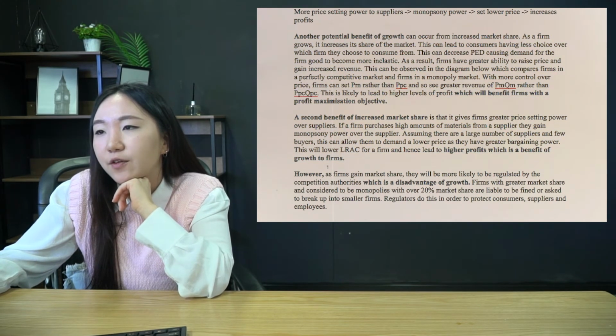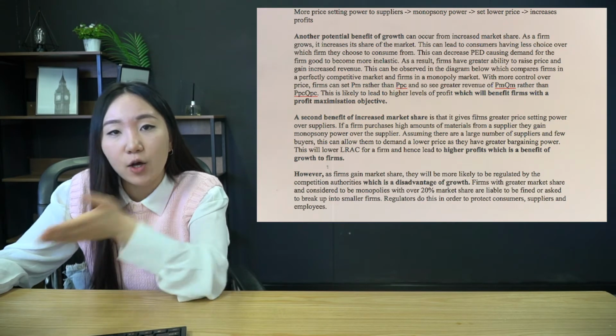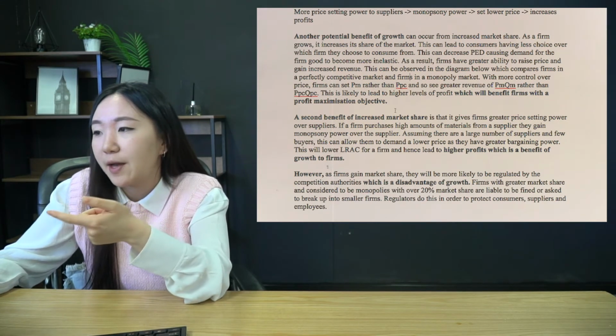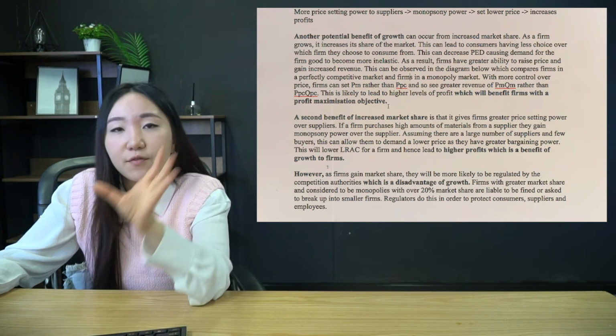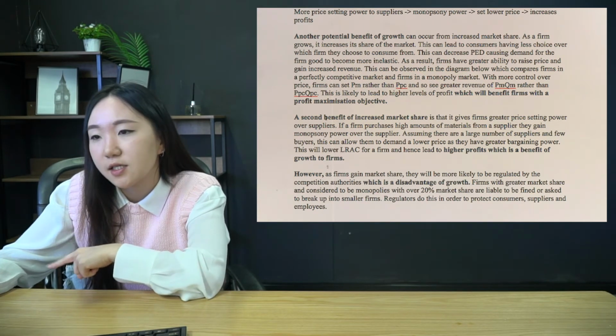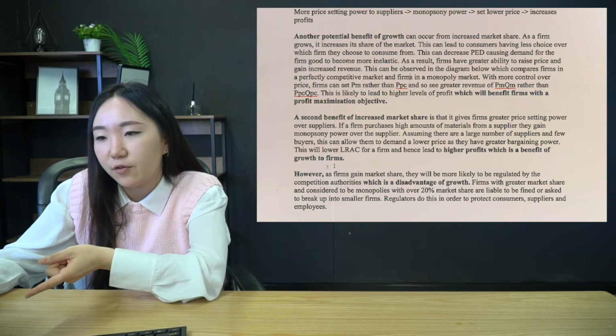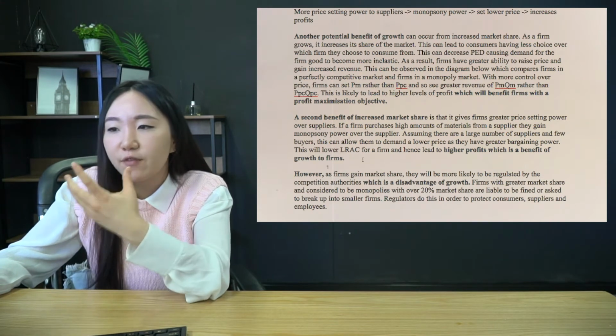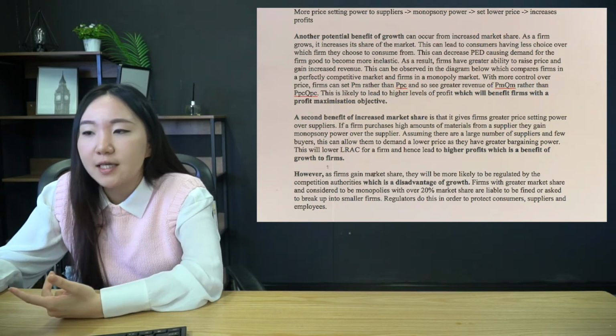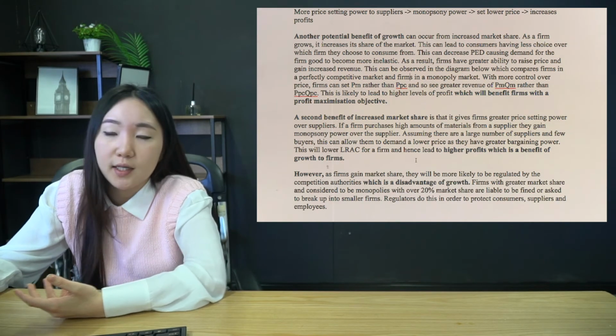Another potential benefit of growth. Just to say I am answering the question, which will benefit firms with a profit maximization objective. There is my benefit answered. A second benefit of increased market share. So growth, higher profits, which is a benefit of growth of firms. Very repetitive, but really telling the examiner I know what I'm doing here, yeah?